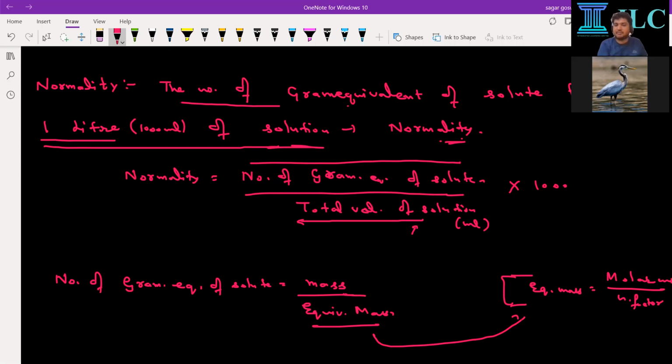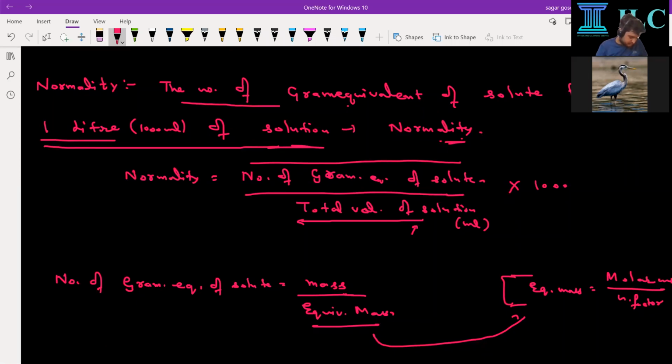Normality means the number of gram equivalent of solute divided by the total volume of solution into 1000. The number of gram equivalent can be found as mass upon equivalent mass, and equivalent mass can be found as molar mass upon n factor. So these three things you should know, they are related to one another. So what do you mean by the gram equivalent, Vishnu?